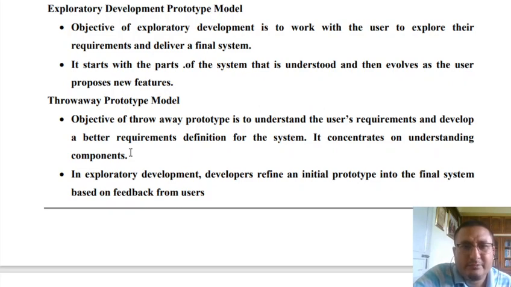Now, the objective of the exploratory prototyping model is to work with the user to explore their requirements and deliver a final system. In the case of the exploratory prototyping model, the initial prototype that is built is refined into the actual system. Again, I'll repeat it. In the exploratory prototyping model, the initial prototype that is built is refined into an actual system and delivered to the customer over a period of time.